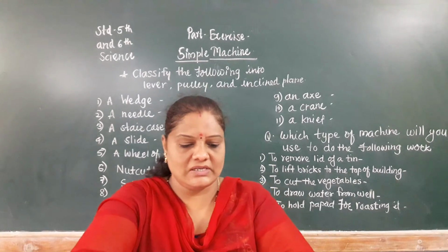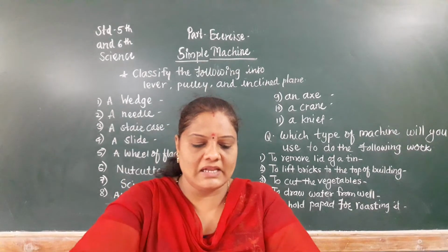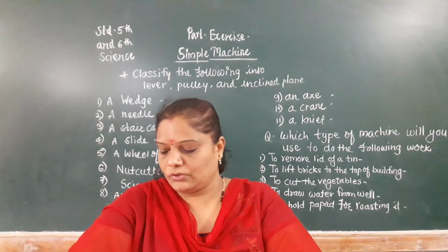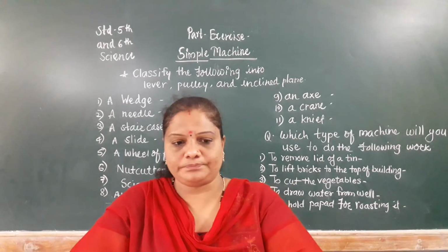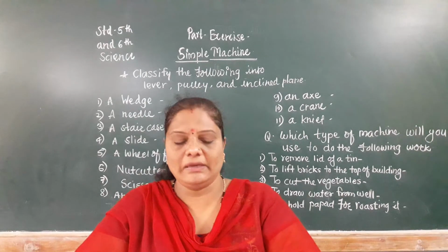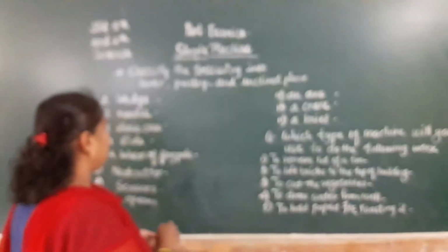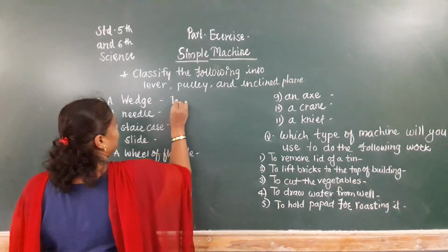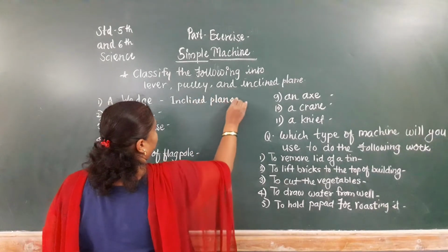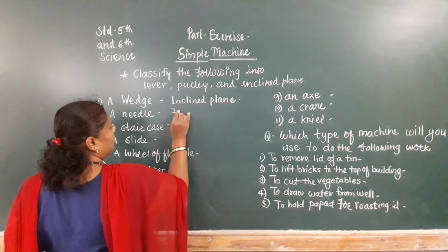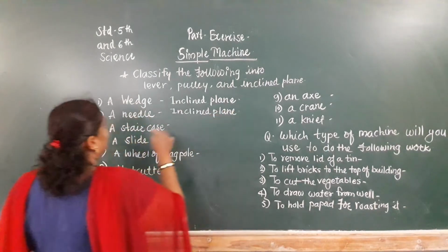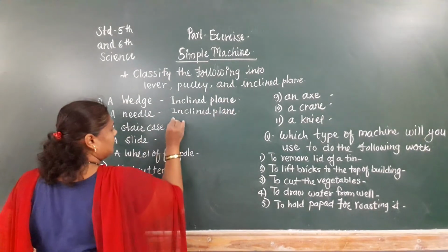See, there is one question first. Classify the following as a lever, pulley or an inclined plane. Some examples are given to you. You have to identify which type of machine it is: either a lever, a pulley or an inclined plane. First of all, a wedge is an inclined plane. Inclined plane. Okay. Needle, inclined plane.